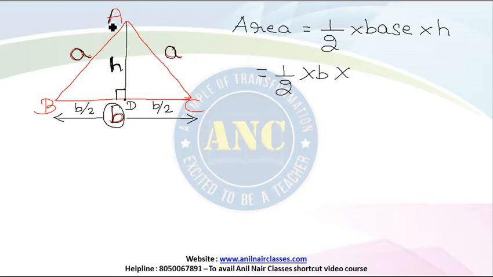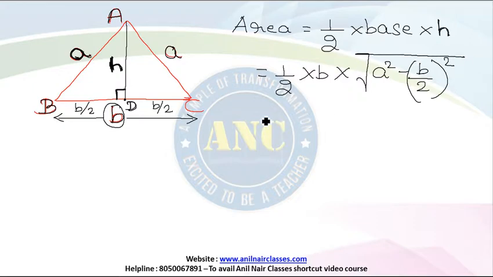If you observe carefully, triangle ABD, it's a right angled triangle because it is 90 degree at angle D. So right angled triangle, Pythagoras theorem says adjacent square plus opposite square is equal to hypotenuse square. Hypotenuse here is a. So a square is equal to h square plus b by 2 whole square. So h square will be equal to a square minus b by 2 whole square. This is h square, but I only require h value. H will be square root of a square minus b by 2 whole square.